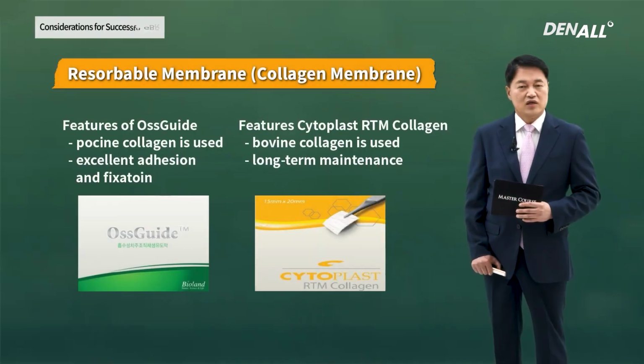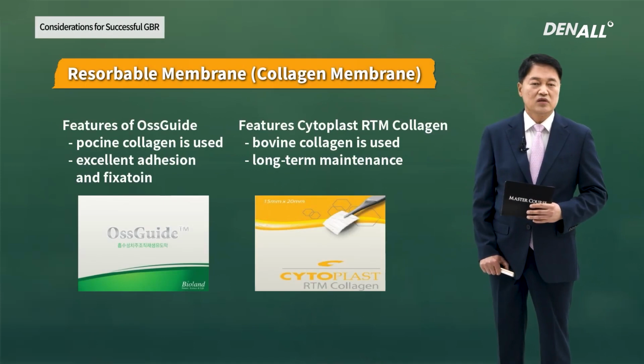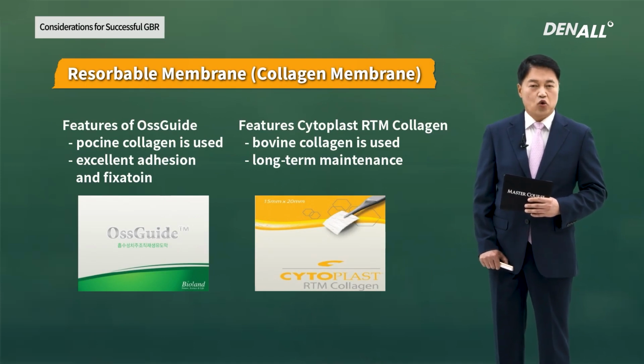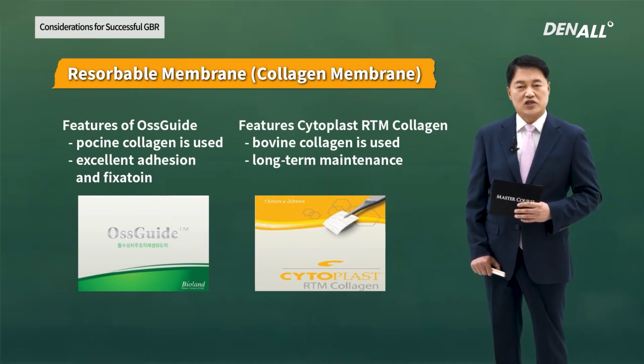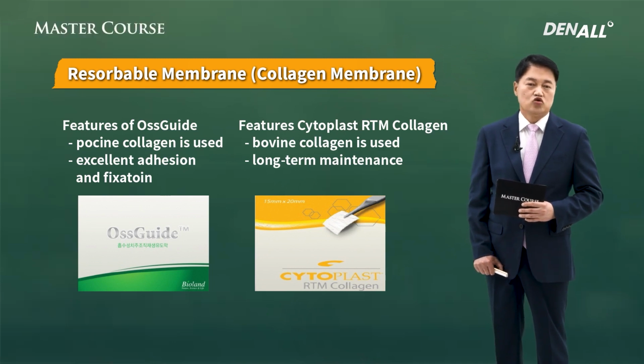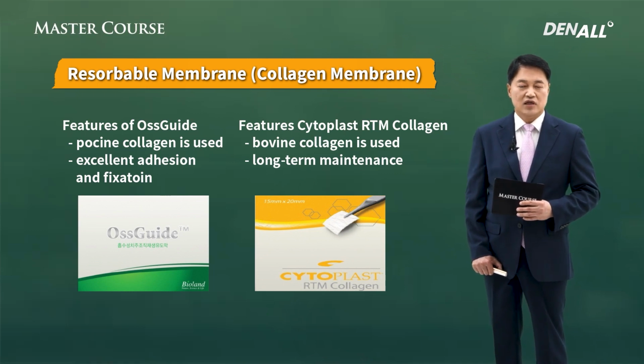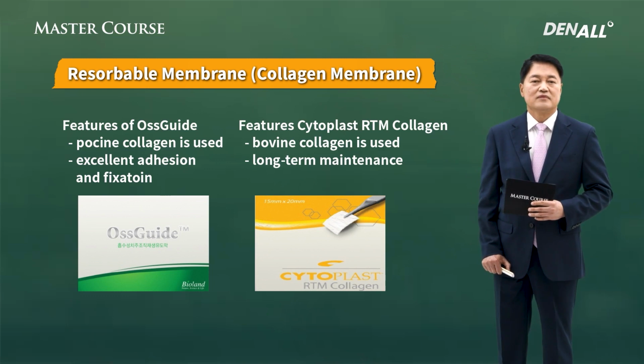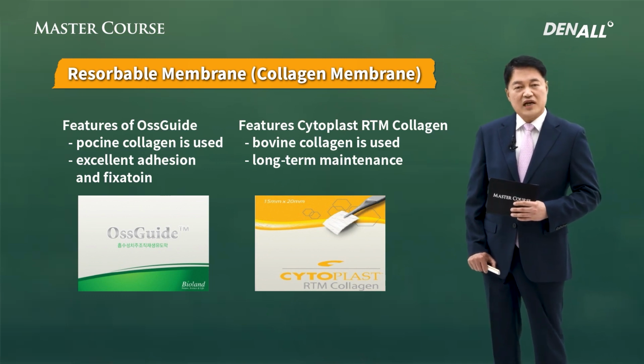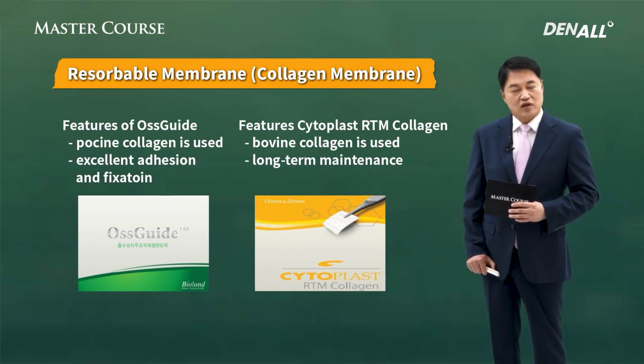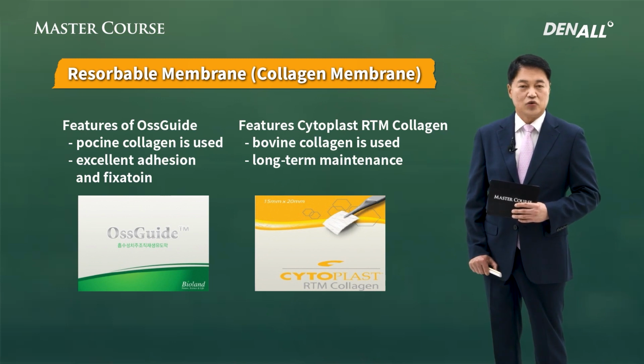Let's compare Osstem and Cytoplast. Osstem uses porcine collagen and Cytoplast uses bovine collagen. Osstem has very nice adhesion and fixation, and Cytoplast can be maintained for the long term. Another benefit of Osstem is that it's very economical.